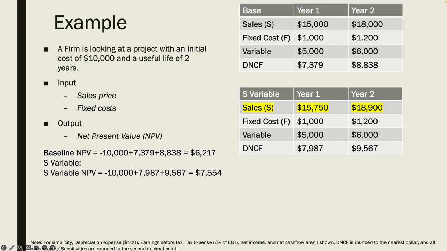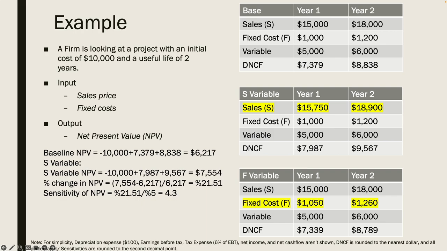To get the percent change in S variable NPV, you take the S variable NPV of $7,554 and subtract the base NPV of $6,217. You then divide that by the base NPV and that equals 21.51%. We then calculate the sensitivity by taking that percent change in NPV of 21.51 and divide it by the input percent change of 5% to get 4.3. This means that an increase or decrease of sales by 1% will result in a 4.3% increase or decrease change in the NPV, respectively. Next, we'll look at the fixed cost variable.